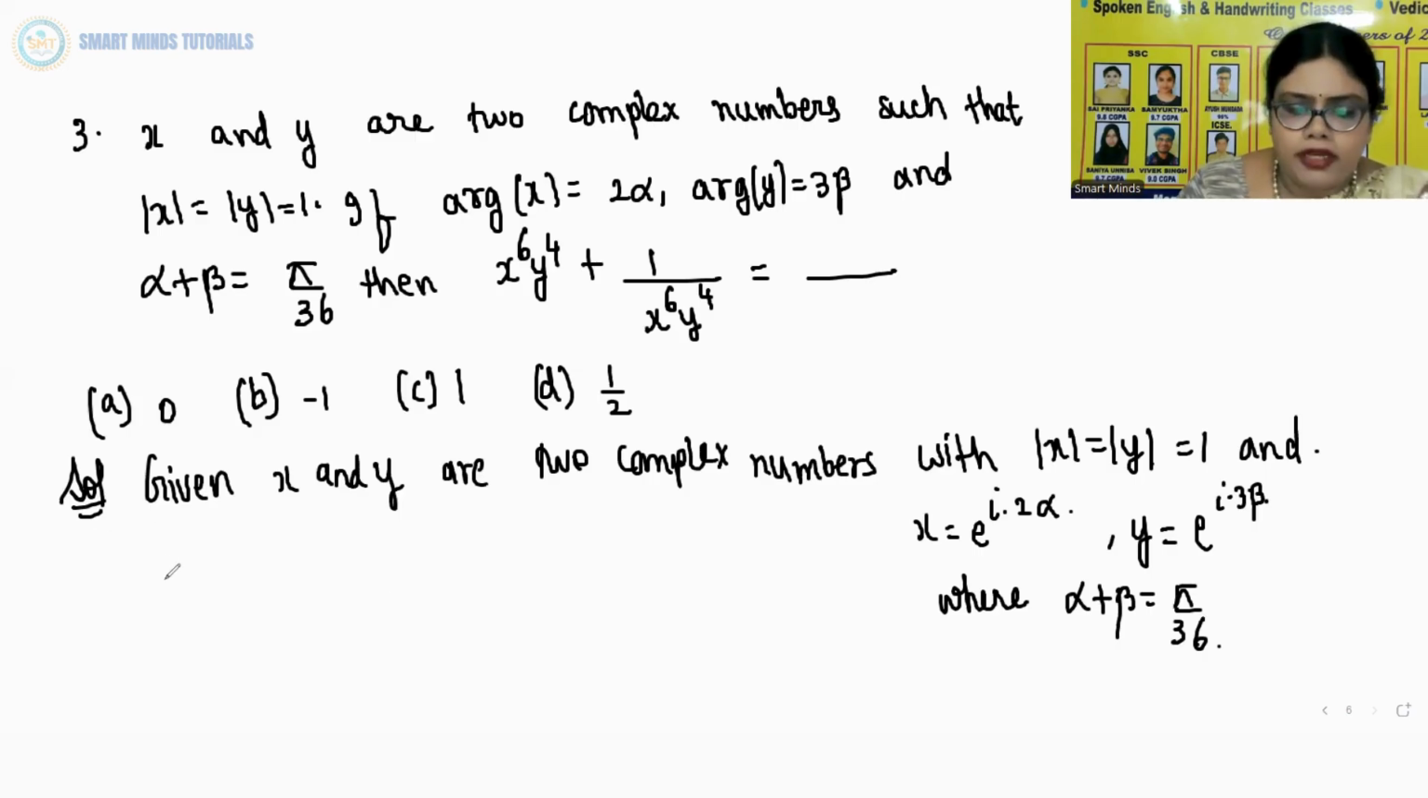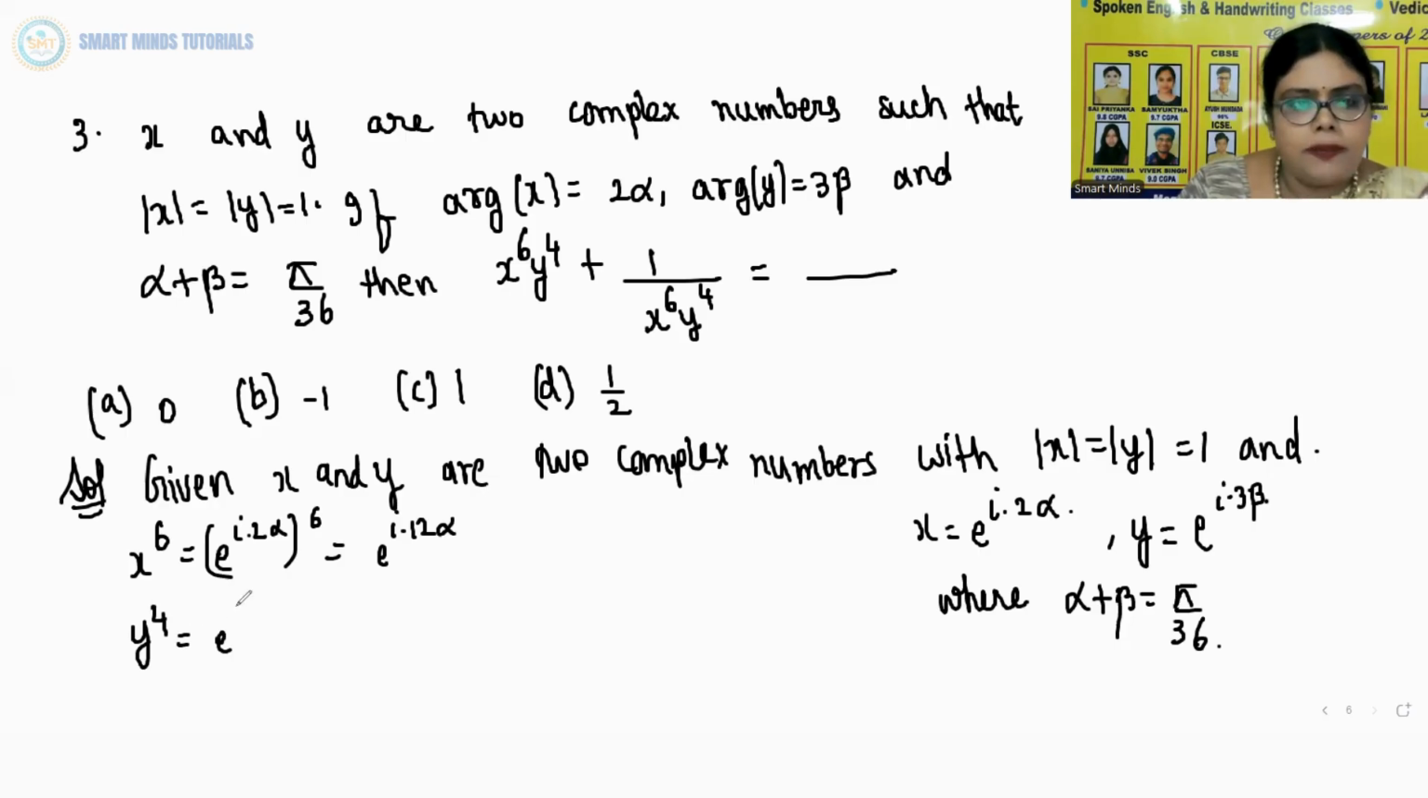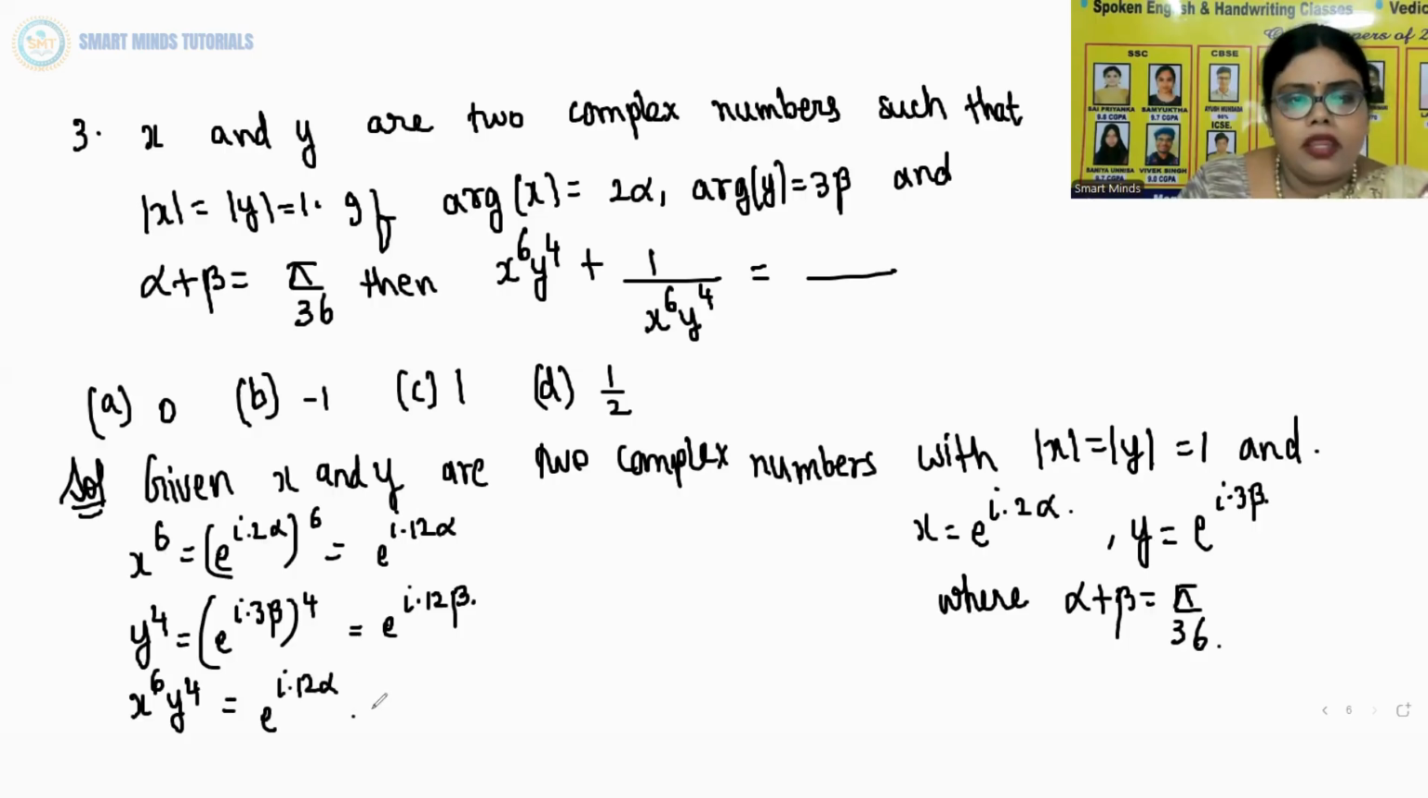So now we need to find out x power 6. What is x power 6? It is (e power i into 2 alpha) whole power 6. That is equal to e power i into 12 alpha. Now the same way, y power 4 is (e power i into 3 beta) whole power 4. So that is e power i into 12 beta. Now if we find x power 6 y power 4, you will get e power i into 12 alpha into e power i into 12 beta.